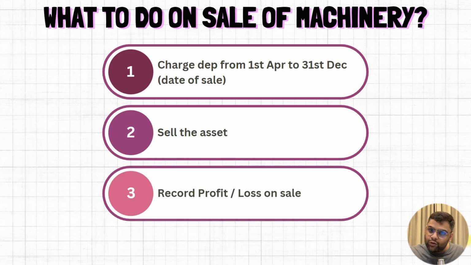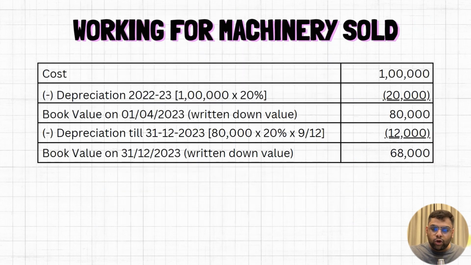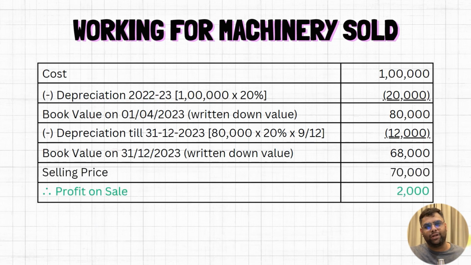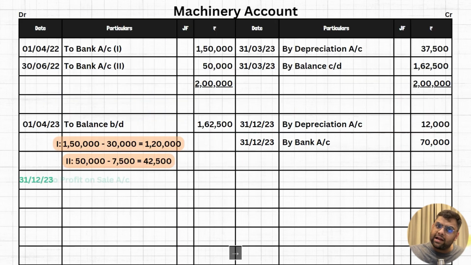For this, we will have to go back to that working. Your book value or the written down value on date of sale is 68,000. This is sold for 70,000. मतलब clearly आपने बनाया है profit of 2,000. ये profit भी machinery account में ही जाएगा on the debit side. 31st December 23 to profit on sale account amount is 2,000. याद रखना, अगर loss होगा तो आप credit पे लिखेंगे by loss on sale.